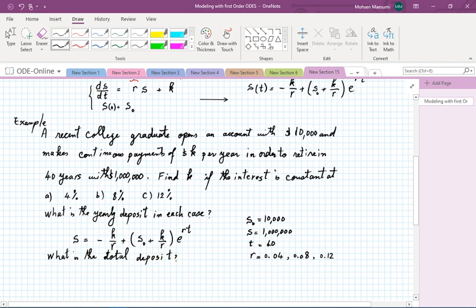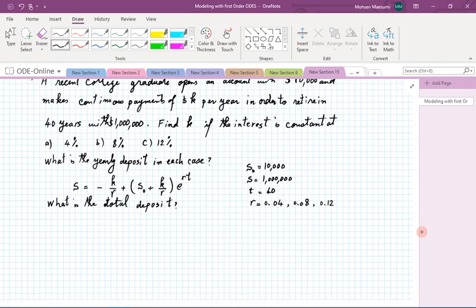So in our problem, S0, our initial investment, is 10,000. Our goal is to reach $1 million. Our time horizon is 40 years, and our interest rate could be any of these several numbers. So what is it that we are looking for? We are looking for how much we have to set aside for each of these scenarios. All the other quantities are given to us.